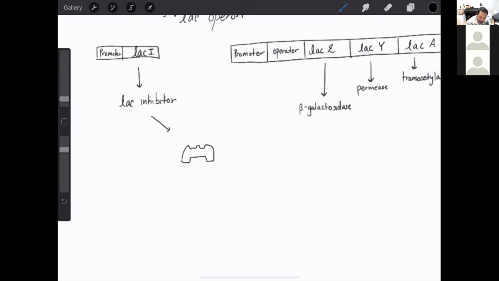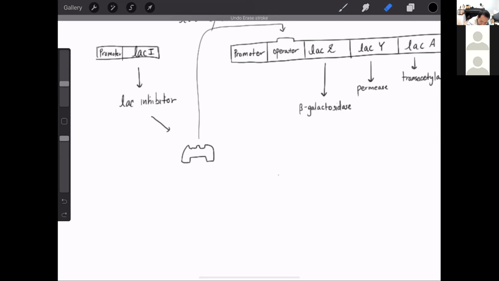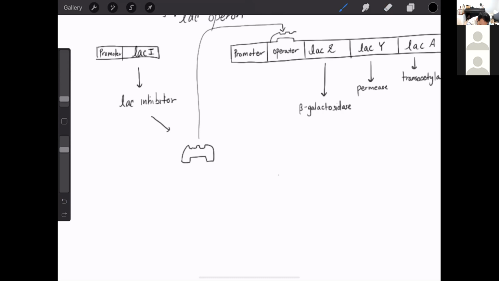Okay, so that's what the Lac inhibitor protein looks like. Now when this Lac inhibitor protein is produced, it's naturally going to have an affinity to the operator region right there. If I want to make this a little more interesting, I can make the operator stick out like this. And you can imagine that this is literally going to sit like this on the operator. It's going to sit there.